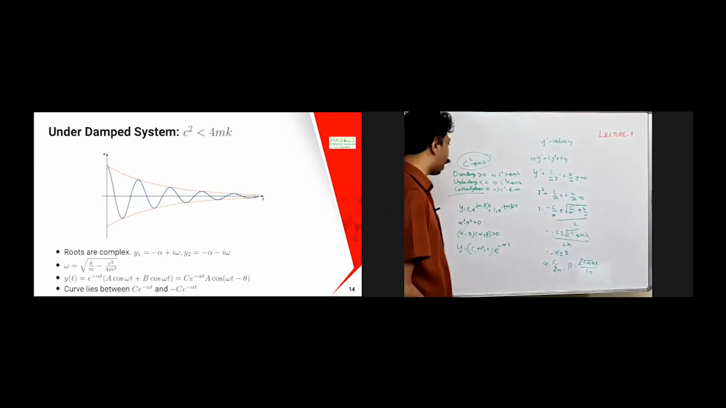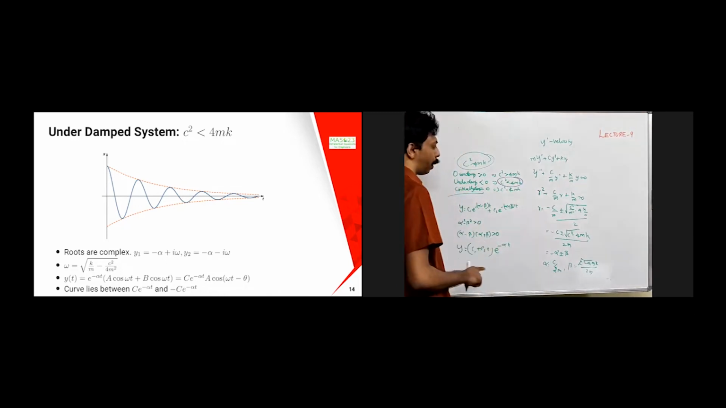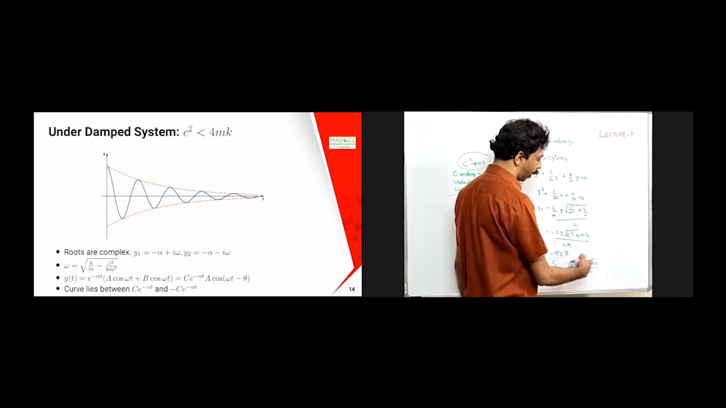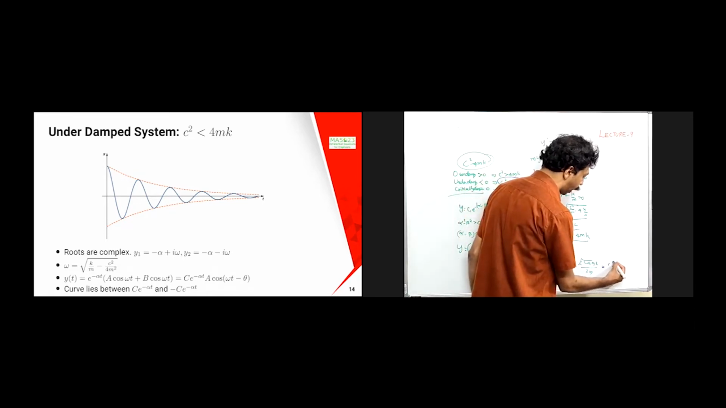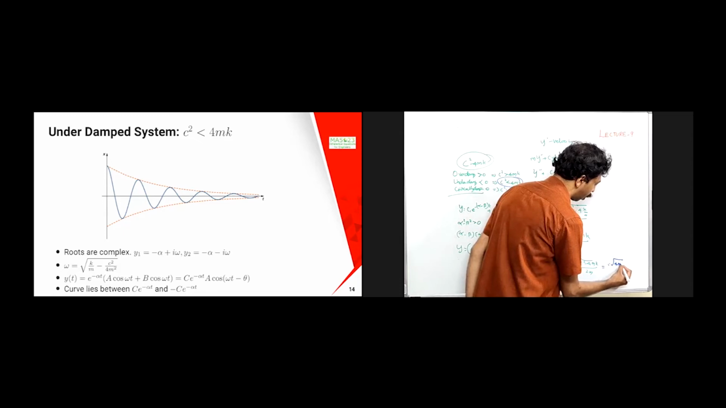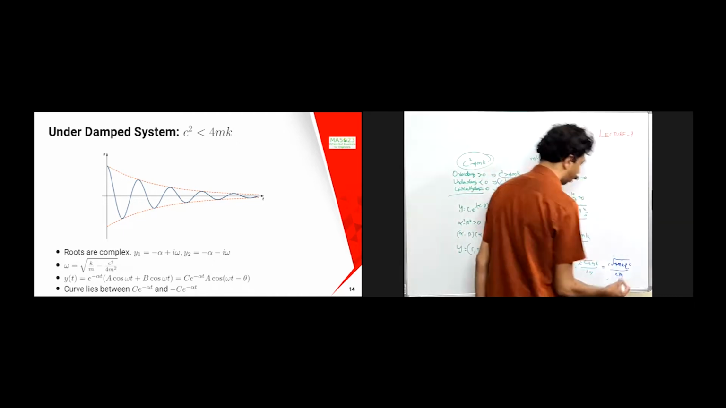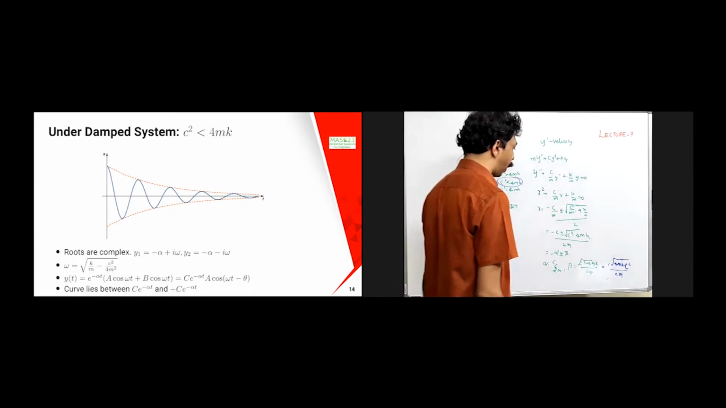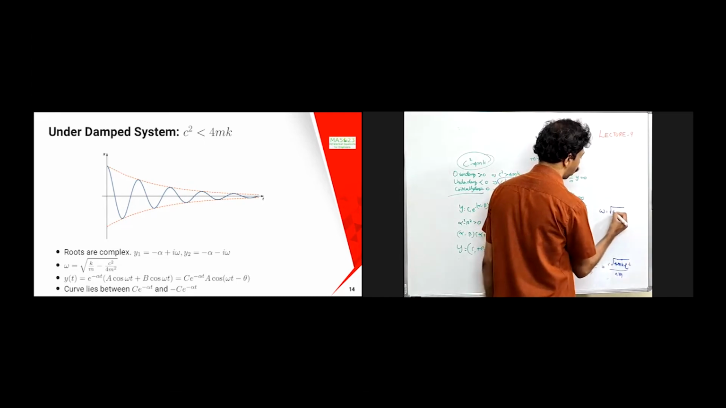For underdamping, I have c square less than 4mk, so this is the case we are going to discuss. Since c square is less than 4mk, beta becomes an imaginary quantity. Therefore I write this as i into the square root of 4mk minus c square, divided by 2m. I call this quantity omega, so omega is equal to the square root of 4mk minus c square, divided by 2m.